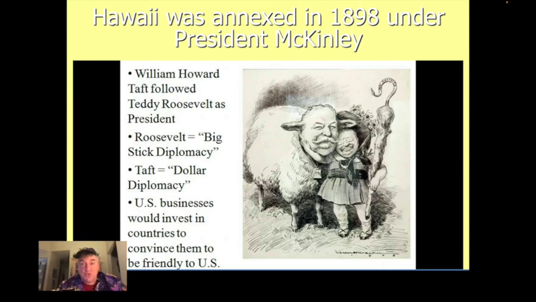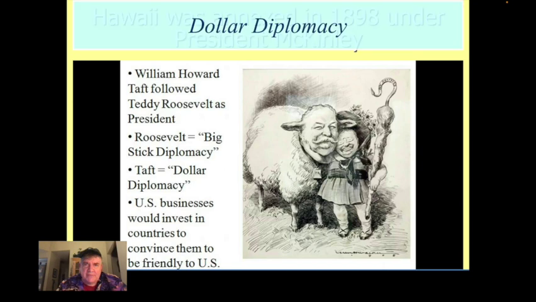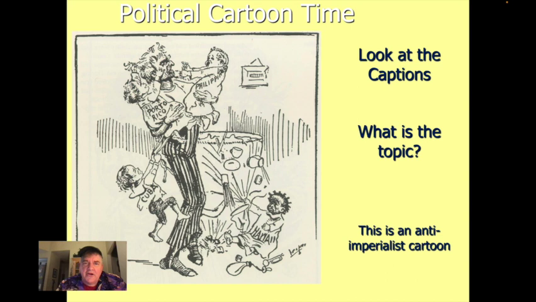So China is doing that right now. I think they spent $1 billion on infrastructure throughout Africa and Southeast Asia. They're doing the same thing because, well, it worked for us in 1898 to 1900s. So why not? All right. So there it is. I knew I had it. Dollar diplomacy. Political cartoon time.